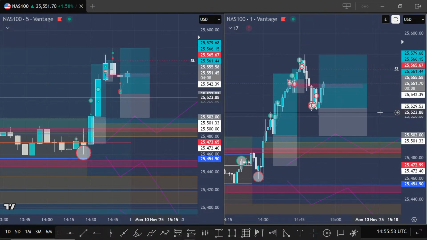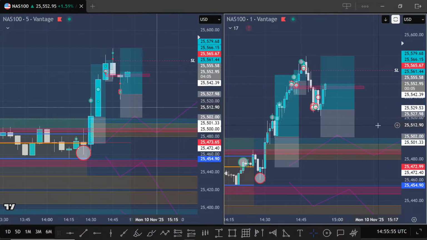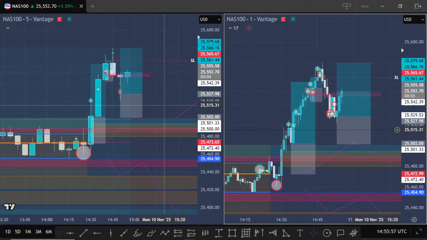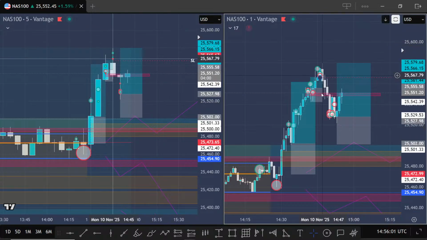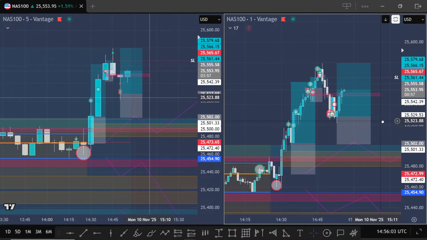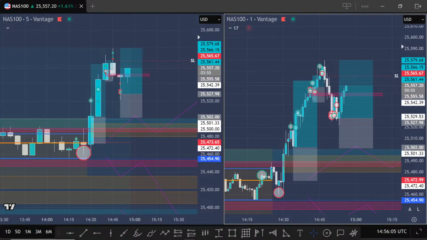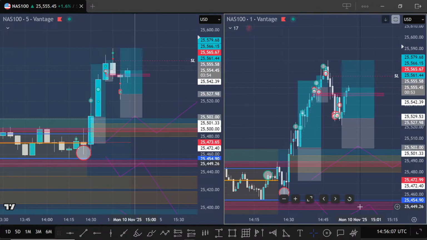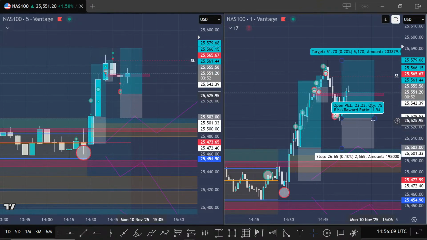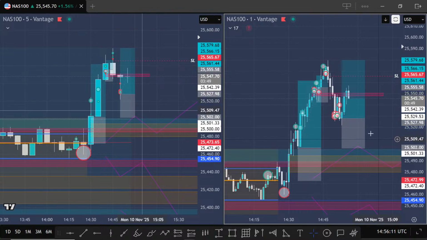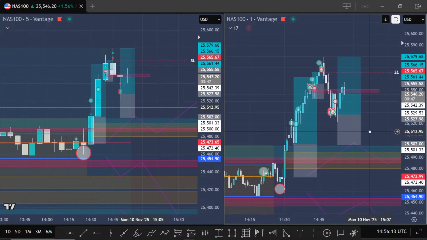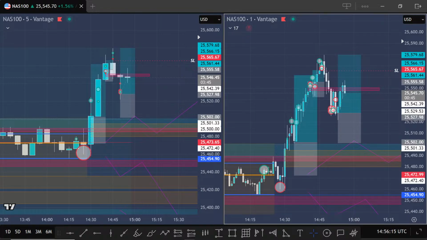So closing through this level would be confluence. If we can't break back above these sells, then that's not good. That's promising. There we go. So we can still come back down from there. If this is a failed high, failed new high, that's fine.